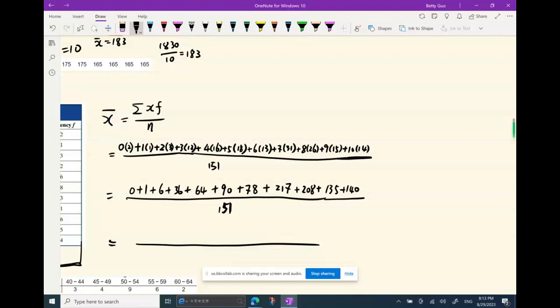And then I'm going to add all the numbers on the top together. So I have 7, 36. That's 43. 43 plus 64 plus 168 plus 217 plus 208 plus 275. I got 975. Anybody has the same value as me for the numerator?